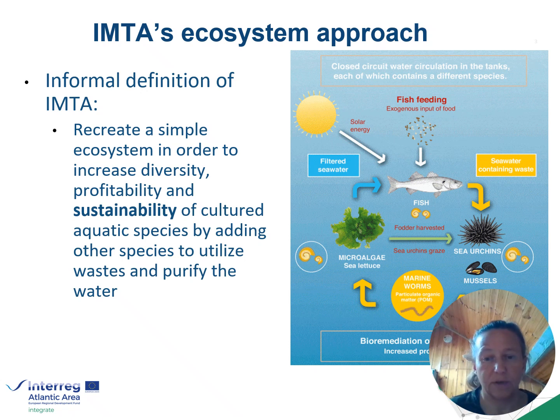So I'm sure you've already had formal definitions of IMTA in the previous modules, not least from Bastien on the previous module 7. So a more informal definition perhaps is just that we're trying to recreate a simple ecosystem in order to increase diversity, profitability and sustainability of cultured aquatic species by adding other species to utilise wastes and purify the water.